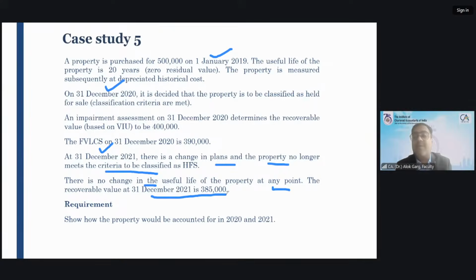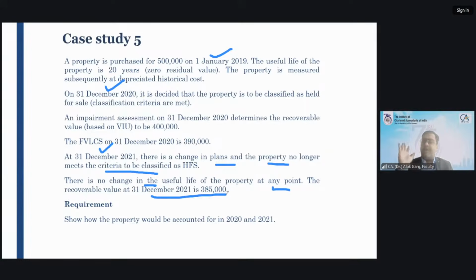So what are we required to compute? We have to compute the carrying value as per the asset which is not held for sale. You are required to compute the carrying value at 31st December 2021 as per Ind AS 16, assuming this asset was not classified as held for sale on 31st December 20. Right? So from 1st January 19 to 31st December 20, things were very clear. It was Ind AS 16. Correct? But on 31st December 20, it became Ind AS 105.